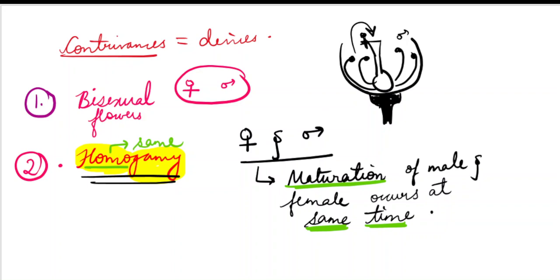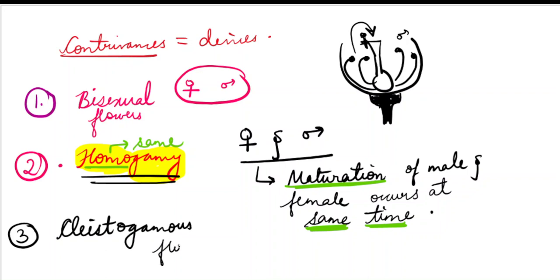If I want to speak about the third condition in which self-pollination occurs, this third condition is known as cleistogamous flowers. What are cleistogamous flowers? Cleistogamous flowers are the flowers which are closed flowers.